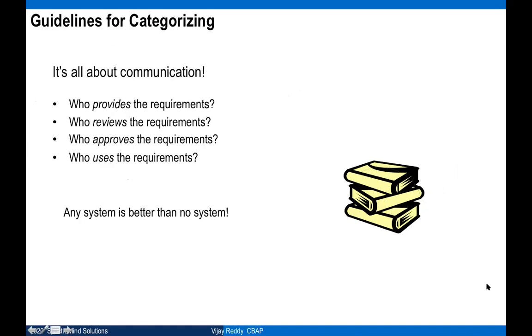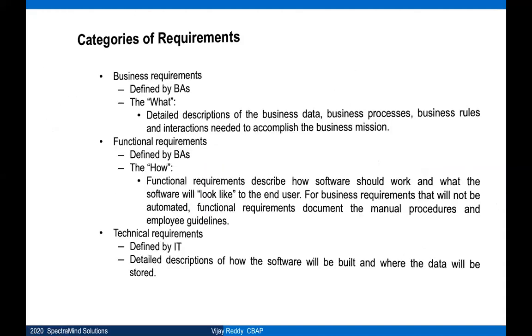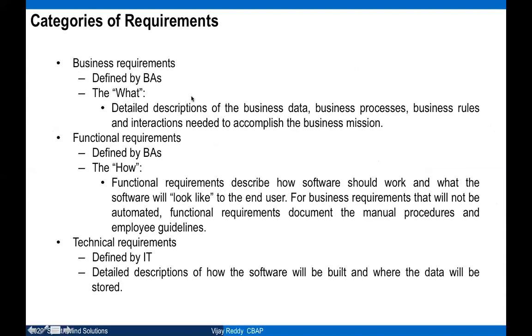And basically, how do we communicate to the people? What type of questions should you ask when you gather or when you want to categorize these requirements? You should know who provides these requirements, who reviews these requirements, who approves these requirements, and who uses these requirements. Based on these questions, you can categorize which module this requirement belongs to, or whether it is a system or business requirement. Accordingly, you can analyze. Mainly, business requirements talk about what is to be implemented in the software from the end user's perspective. Functional requirements talk about how it is implemented.